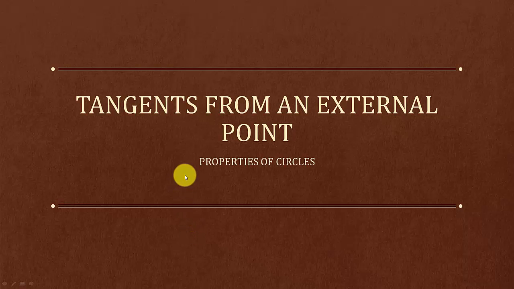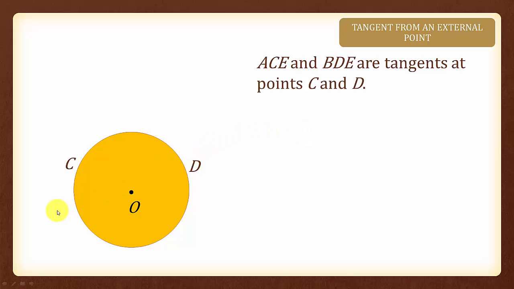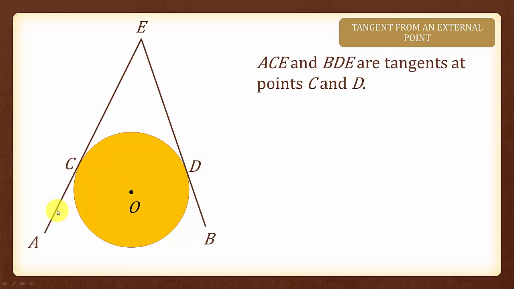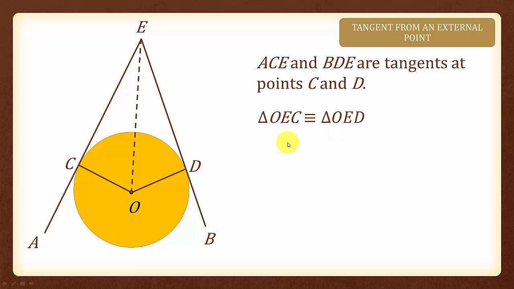In this topic, we will look at tangents from an exterior point. Here we have ACE and BDE as tangents at points C and D respectively. OC and OD are radii of the circle, and we will join O to E. Can you prove whether triangle OEC and triangle OED are congruent?